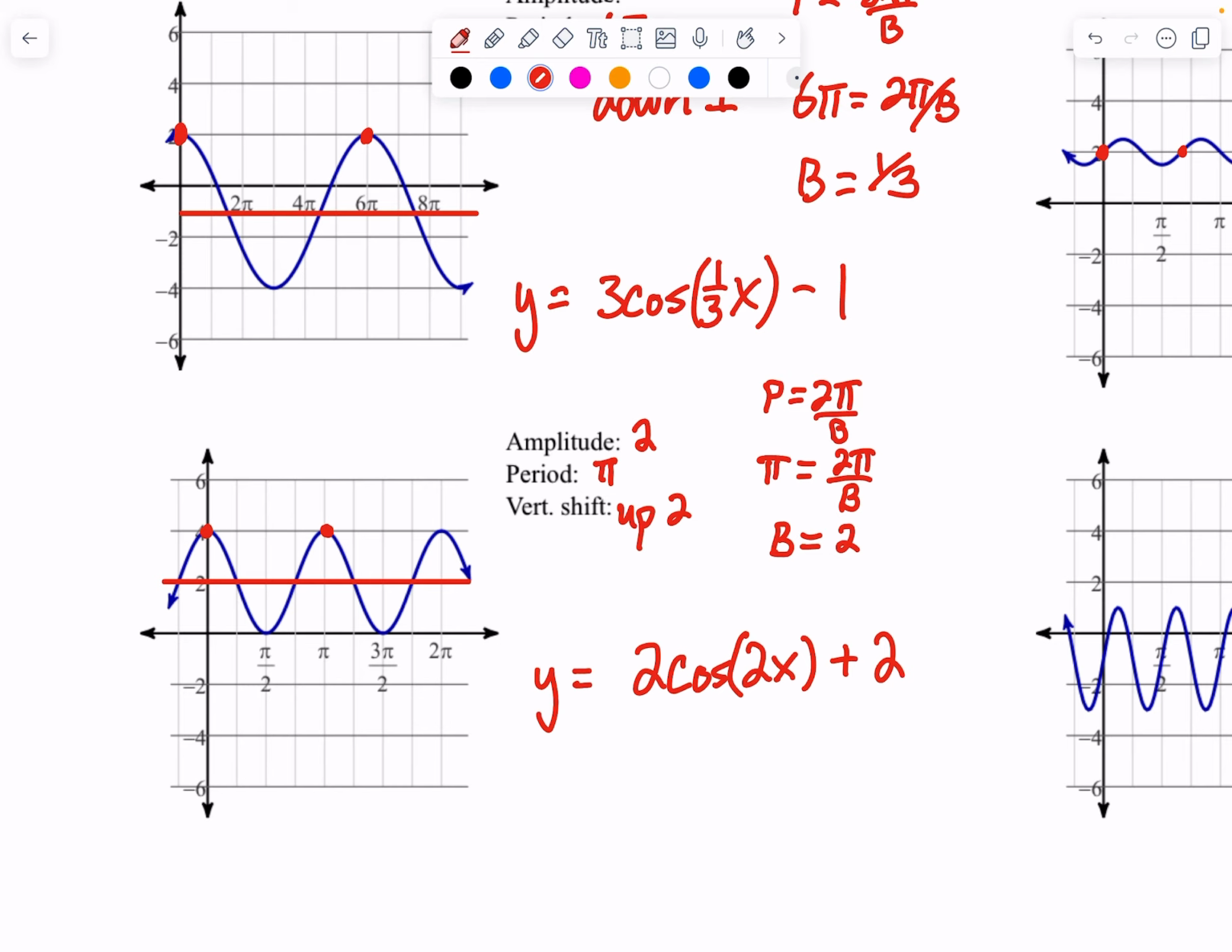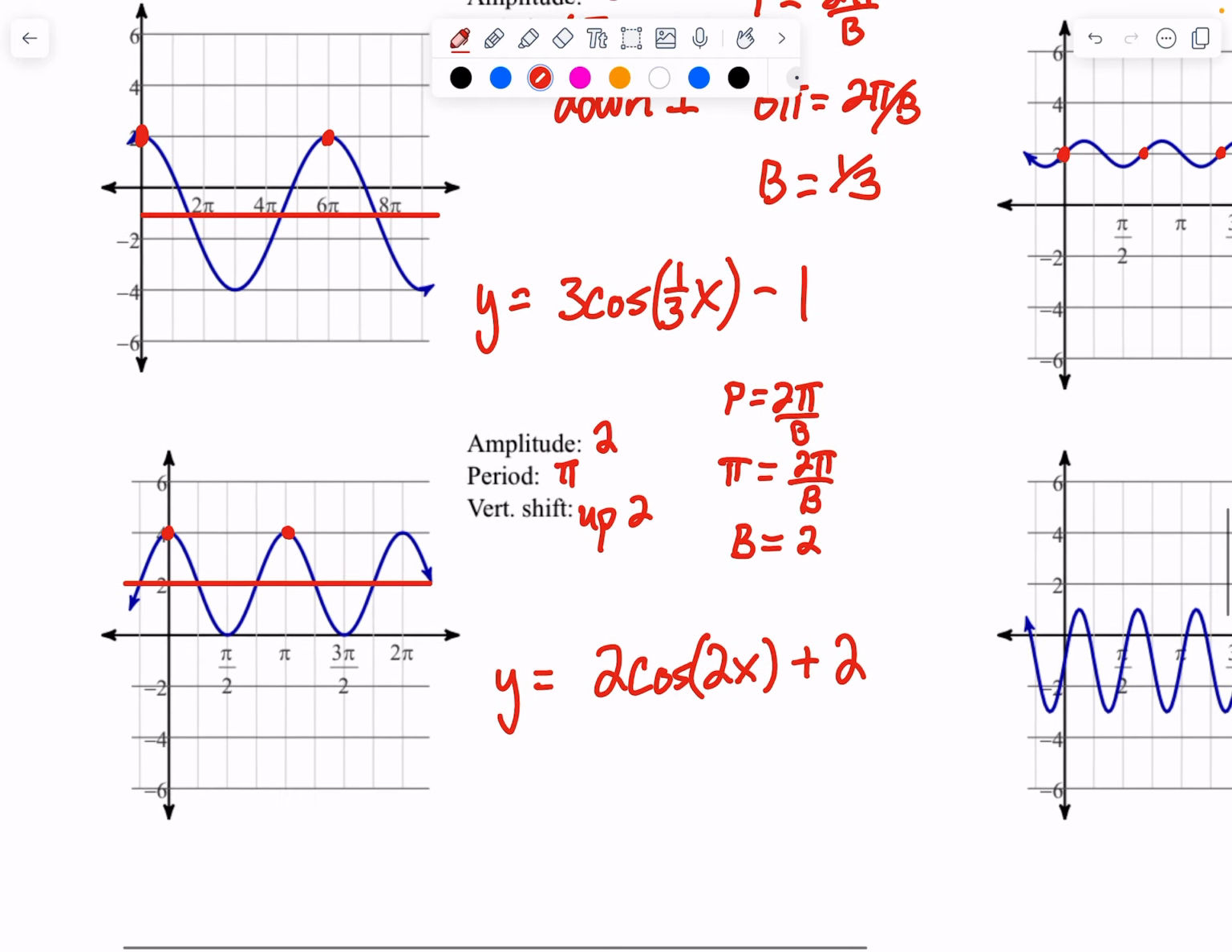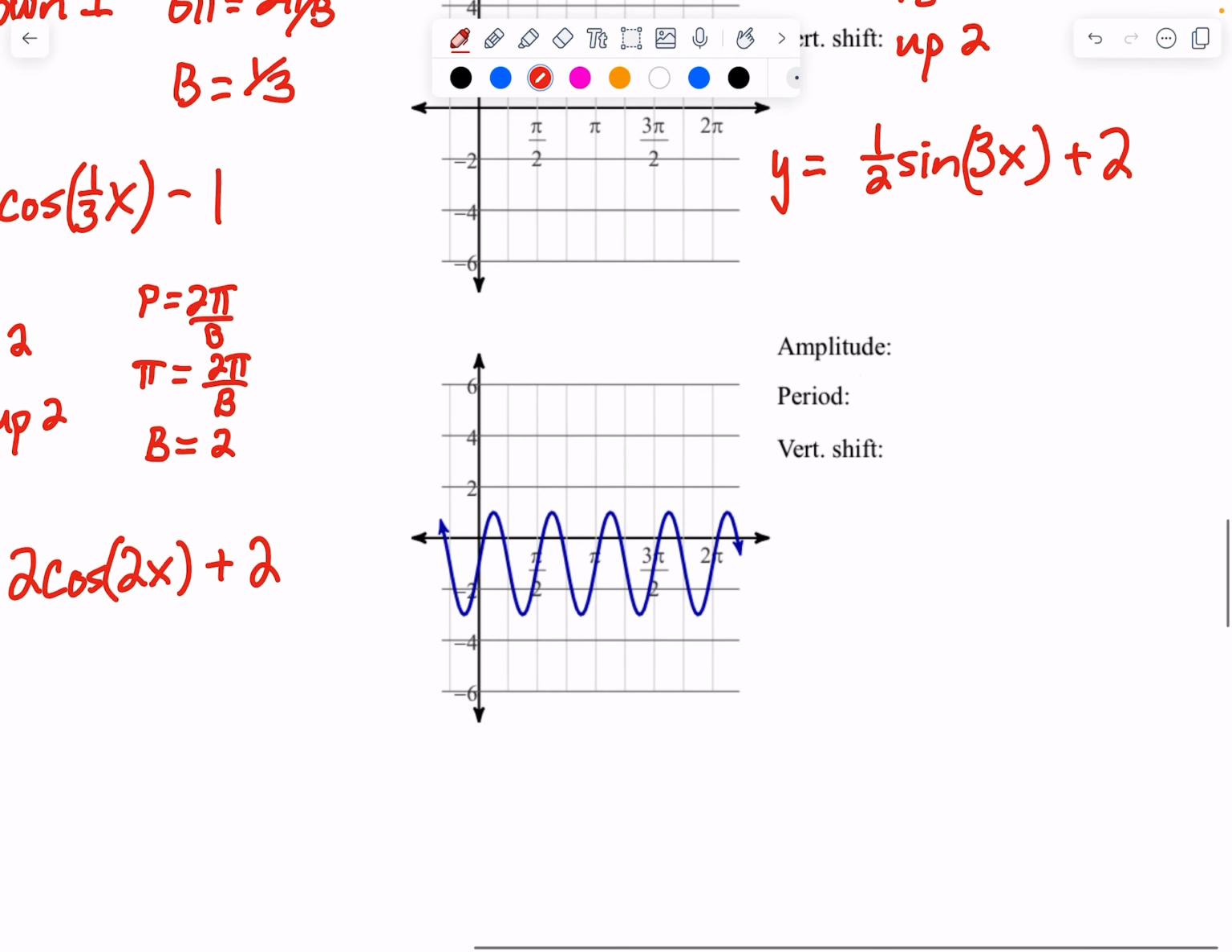These get a little easier with time and being able to know exactly what you're looking for: amplitude, period, and then a left-right shift or an up-down shift. They can happen at the same time as well. I think that's happening not on our next graph, but the way we would do that is identify your midline.